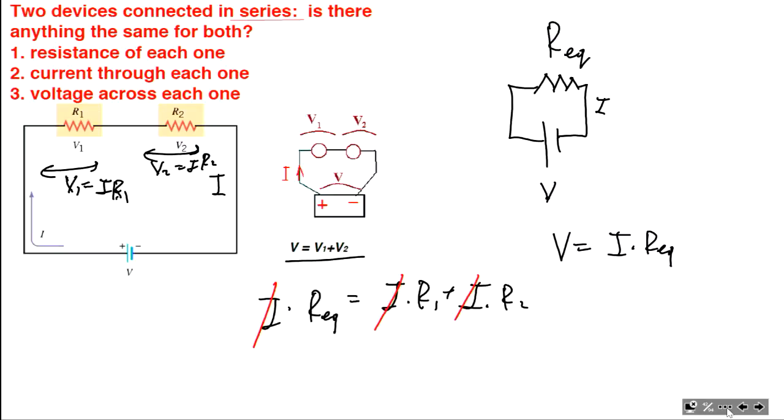So the result is, for resistors connected in series, the equivalent resistance is equal to the sum of individual resistances. Why? Well, because basically what we're doing is we're making the wire longer and longer, so more and more resistance. That's it.